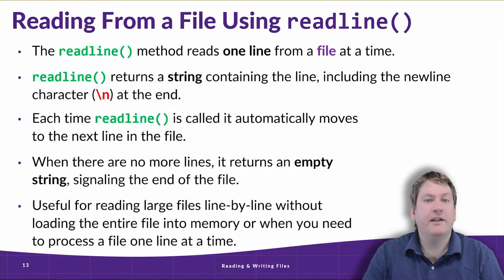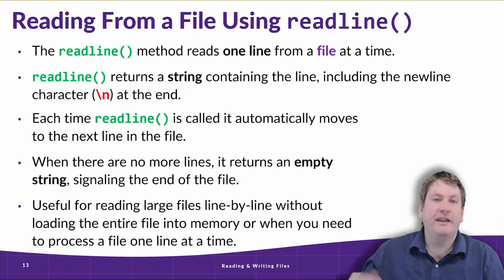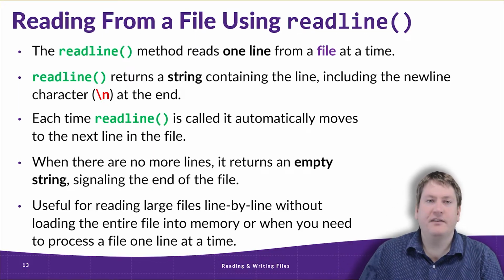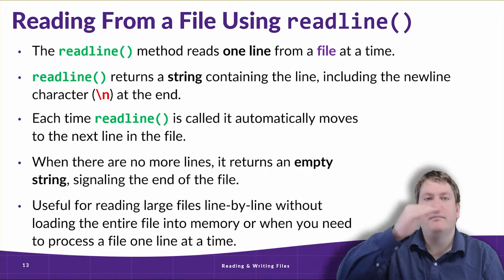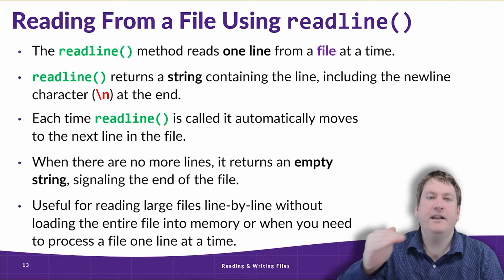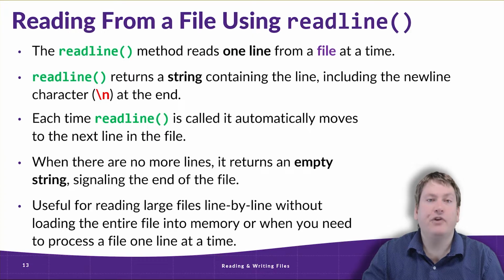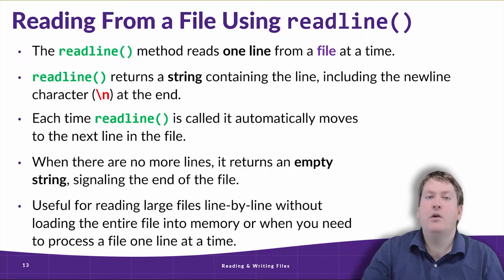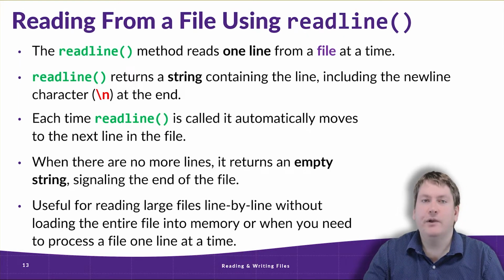So each time readline is called, we move to the next line in the file. You don't have to specify which line you're reading. Each time the file pointer moves to the next line, and the file object keeps track of what line you're currently reading from. This is useful because we can keep calling readline over and over again and get the next line of the file. When there's no more lines left in the file, readline simply returns an empty string to signal that it's at the end of the file.